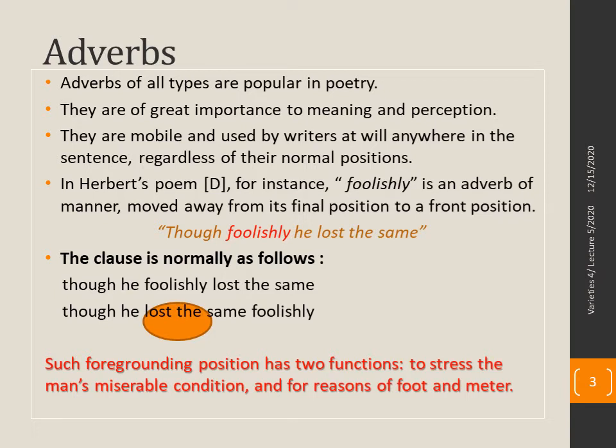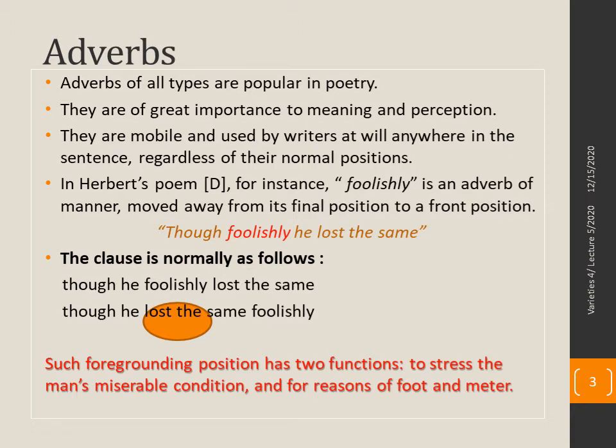In Herbert's poem D, for instance, foolishly is an adverb of manner, moved away from its final position to a front position, which is usually an abnormal use of language. So: "Though foolishly, he lost the same." According to English language norms, the adverb should be situated between the subject and the verb, like "though he foolishly lost the same," or it should be located at the end of the sentence: "though he lost the same foolishly."